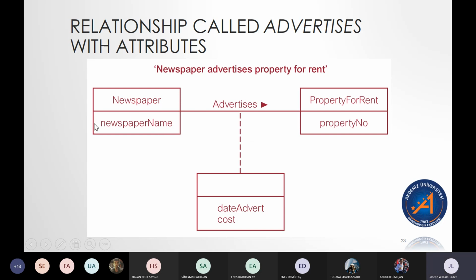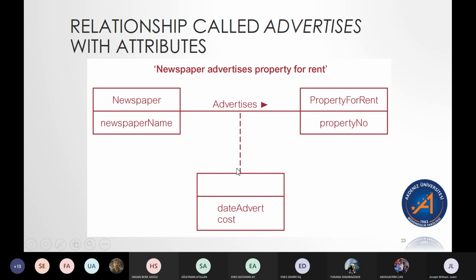All right. We don't want to keep having a new record, a new row, in the newspaper entity every time we advertise something. And in the same way, we don't want to put it into the property in multiple newspapers. So we don't want to keep that information in the property for rent entity. We represent that every time we put an advertisement in a newspaper for a property, we have attributes associated with that advertisement.